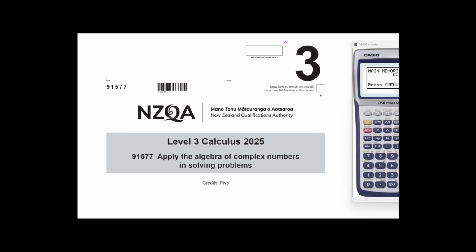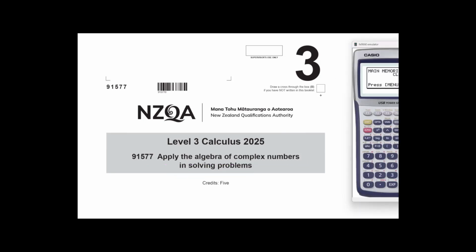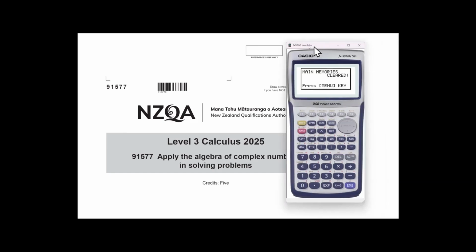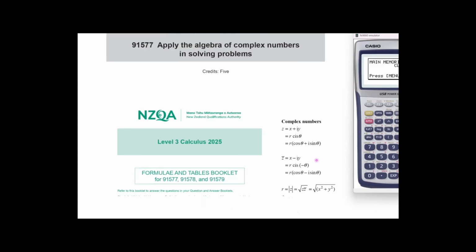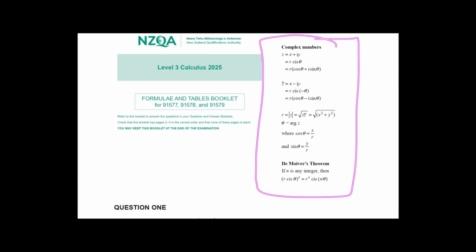Level 3 calculus, the 2025 exam is on the algebra of complex numbers and solving problems. This is the least popular examination in calculus. I think only about 20 to 25% of students do this one. But I'm going to be using a good old Casio calculator and the formula sheet which is given, particularly these formulas here, which directly pertain to real numbers. Okay, so with that said, let's do it.